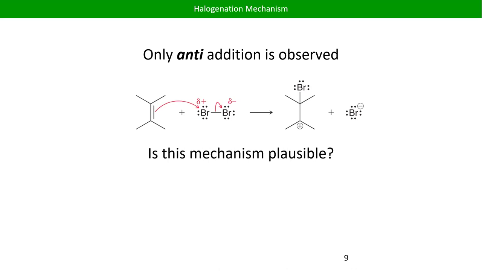And so we can wind up with this bromine bond breaking to make a carbon bromine bond. Would this mechanism make sense with the whole, we only see anti-addition?